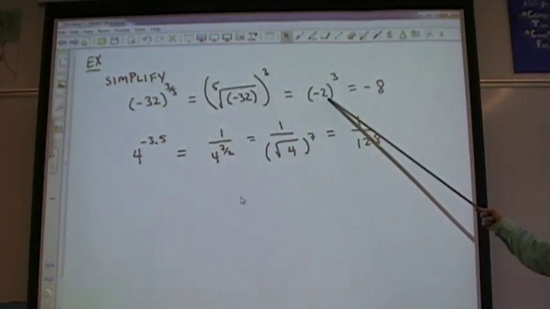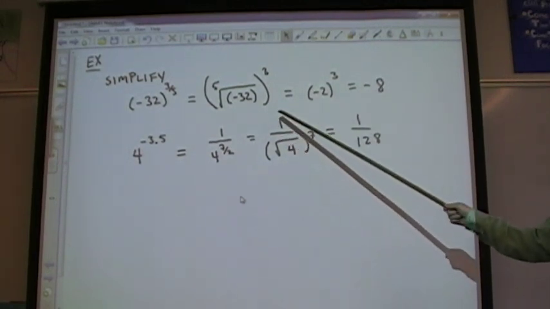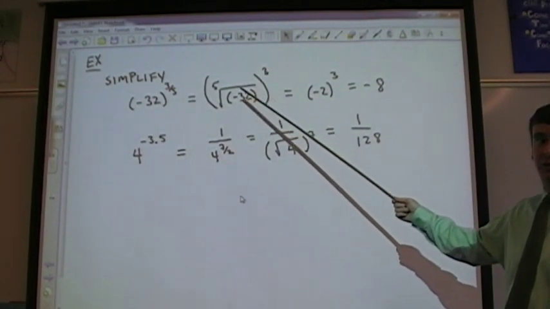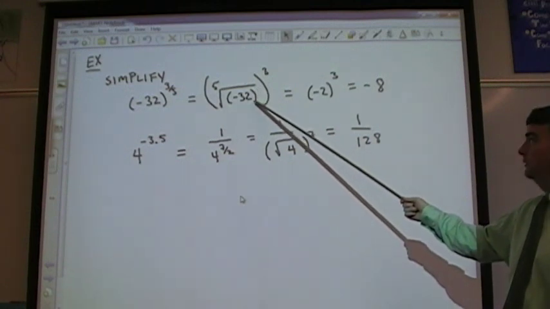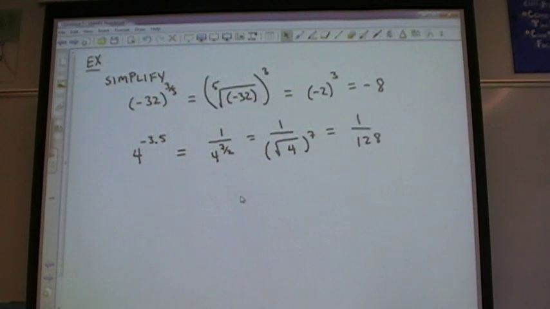Negative 2. You should be able to figure that out on your own. And then cube that number to get negative 8. That'd be easier than cubing negative 32. You probably couldn't figure that out as quick. And then taking the fifth root of that result.